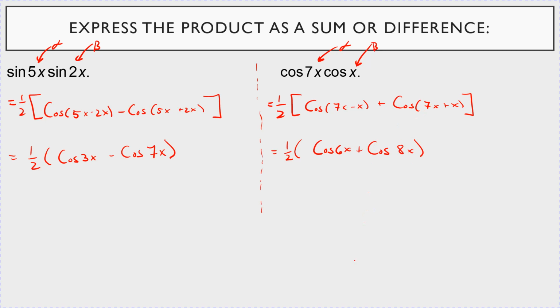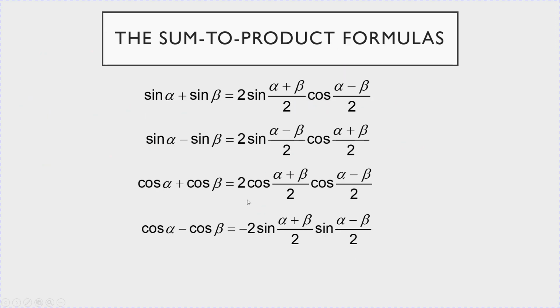All I did in this case was take this product and write it as a sum. Now you can go backwards: you can go from sums or differences to products. We call these the sum to product formulas.